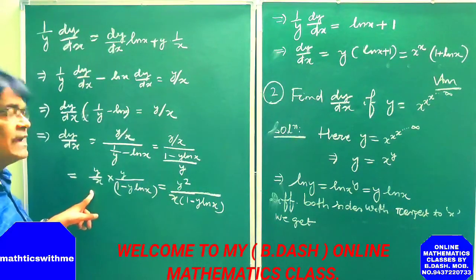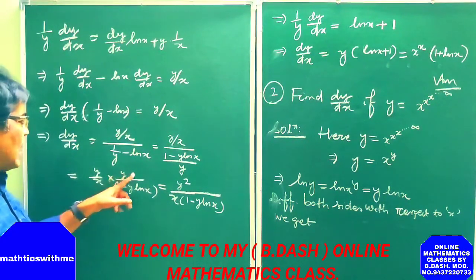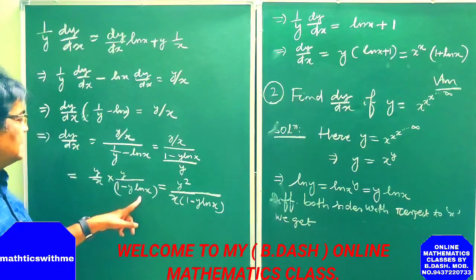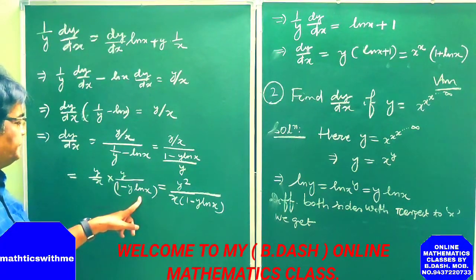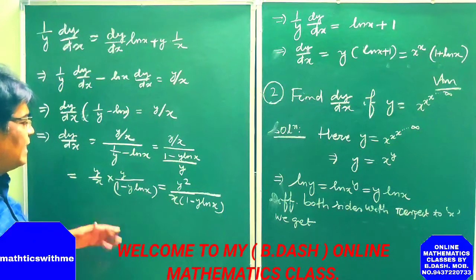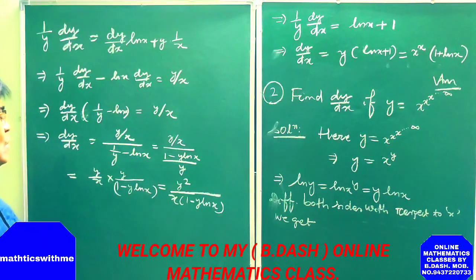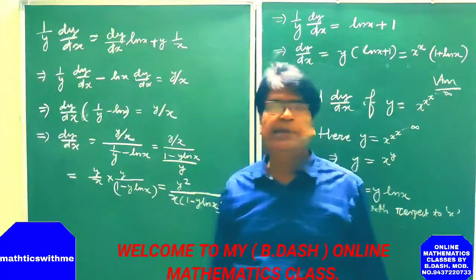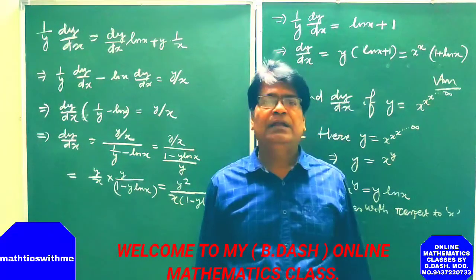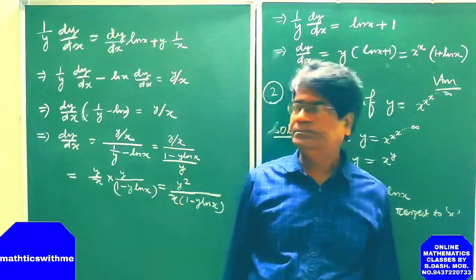So this is y/x into y/(1 minus y ln x), which is equal to y square by x into (1 minus y ln x). Now our second problem is solved. Let us proceed to the next problem.